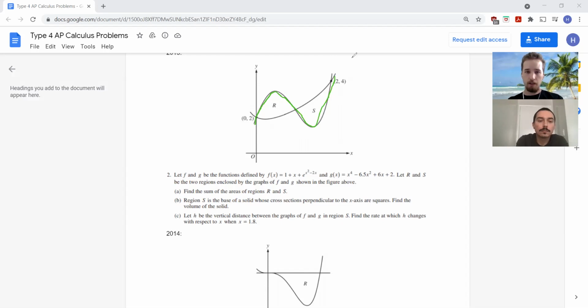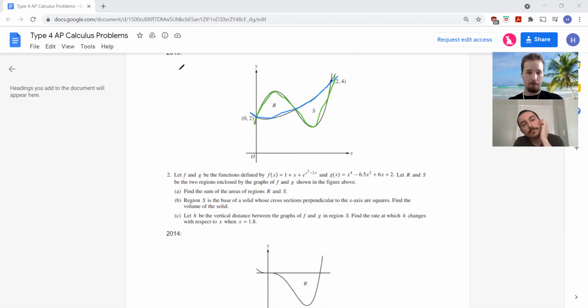Okay, and then f of x is in blue. Okay, so we have two different regions to talk about here. The way to find the area in a region is to take the top function and subtract the lower function.